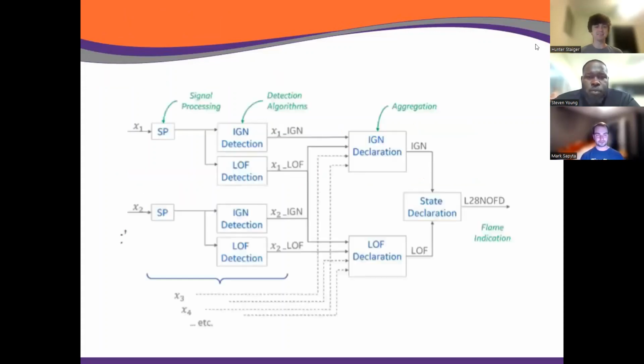So this is an overview of the non-optical flame detection, the GENOFD algorithm. It takes in a bunch of signals like temperature and pressure from the turbine, processes them, and then aggregates them to predict whether the flame is lit or not lit.